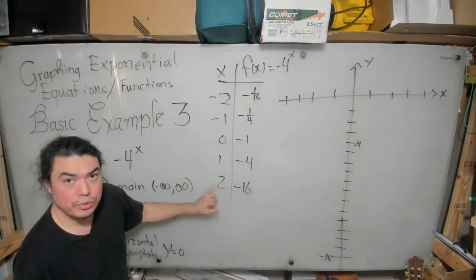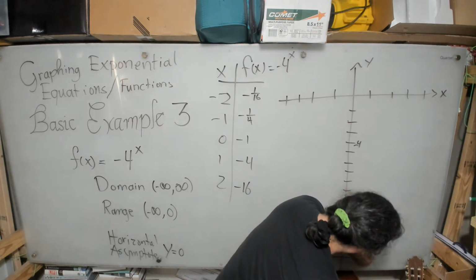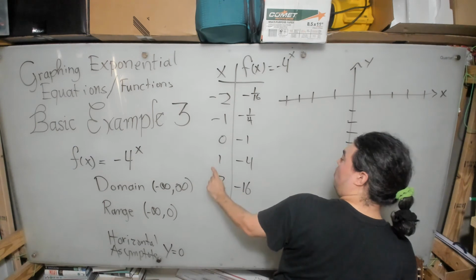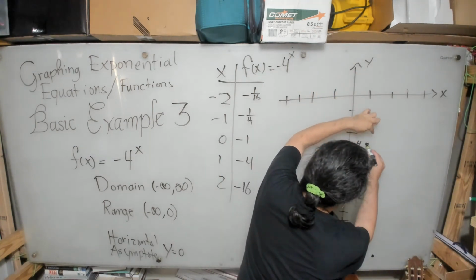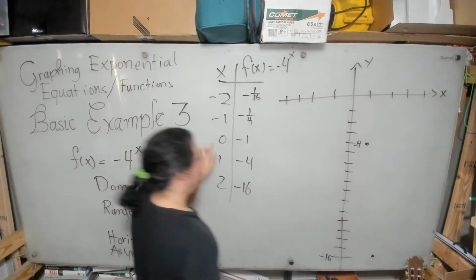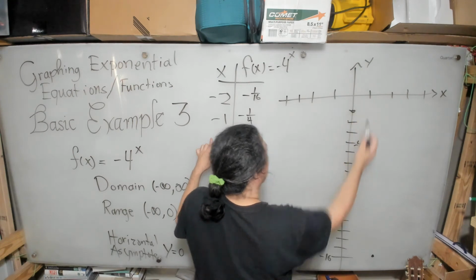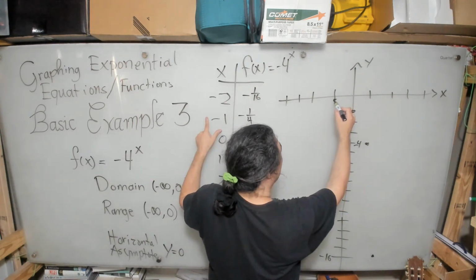Okay. So let's graph this together. At x equals 2, the y is negative 16. So if I'm over here by 2, I go down over here. If I'm at x equals 1, I'm at negative 4, right there. At x equals 0, I go to negative 1, here. At x equals negative 1, I'm down 1/4, so I'm going to be right there.